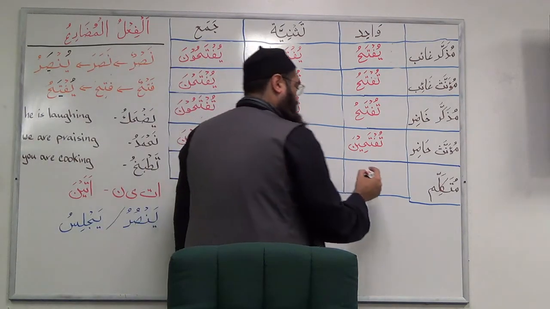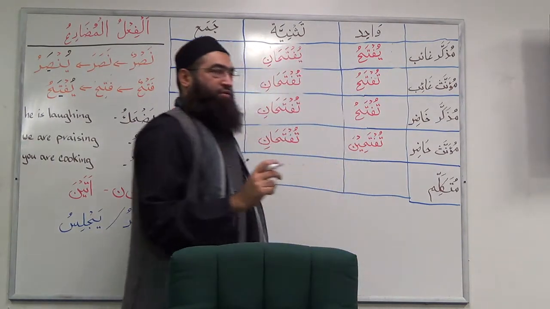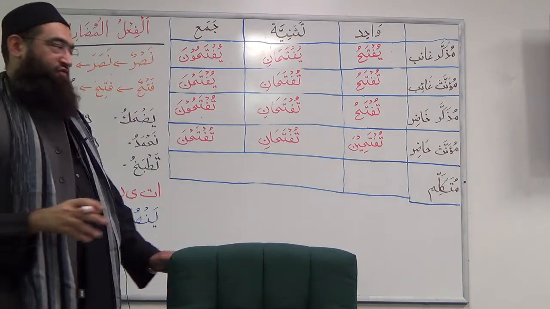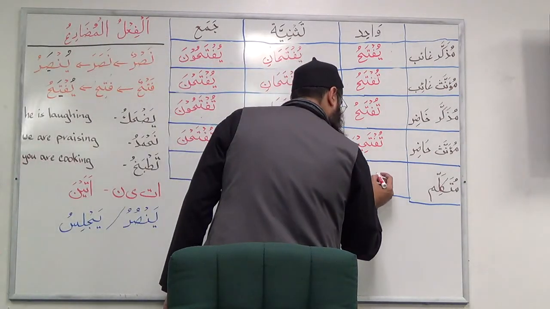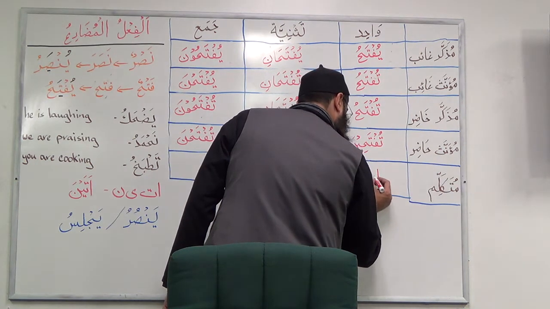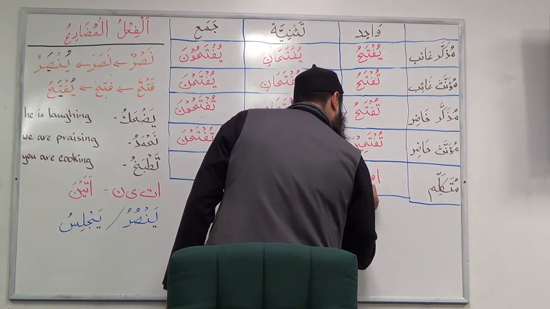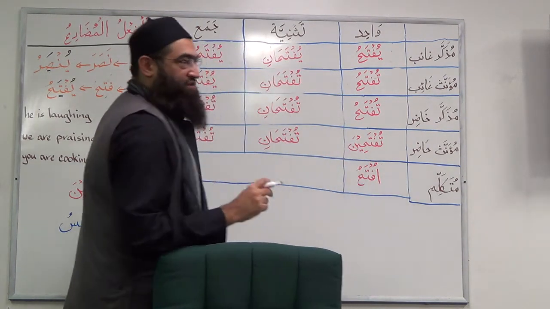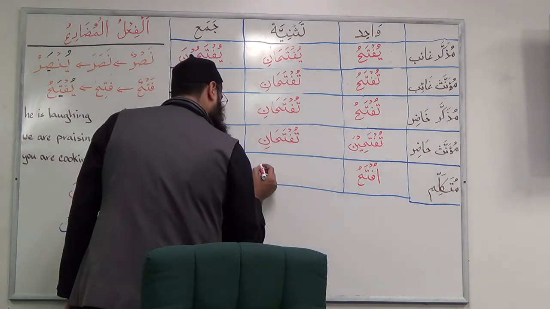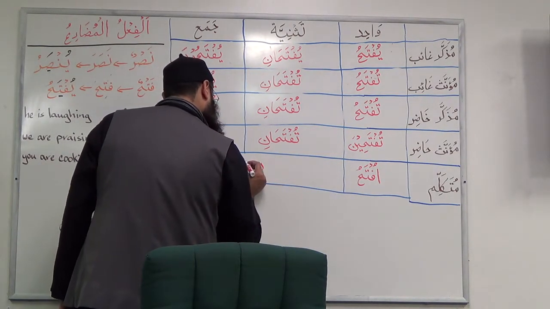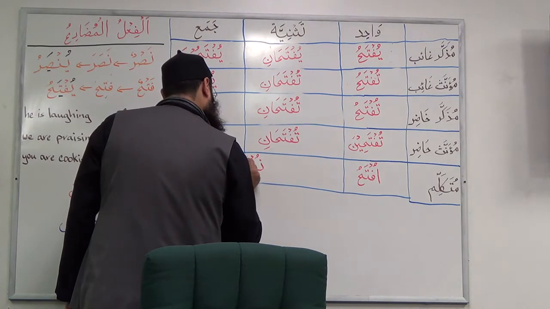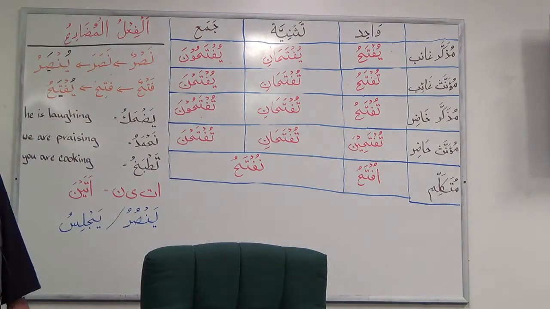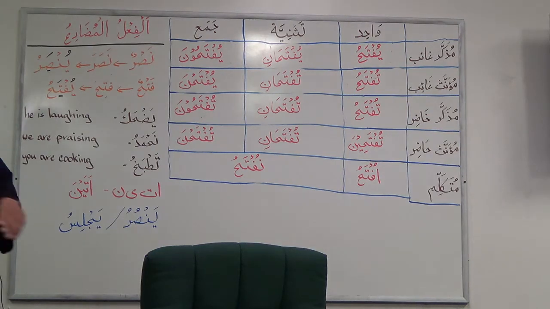And then I. Who can tell me? Uftahu. I was opened. And then all of us. Nuftahu. All right. So this is the passive of mudari', present and future.